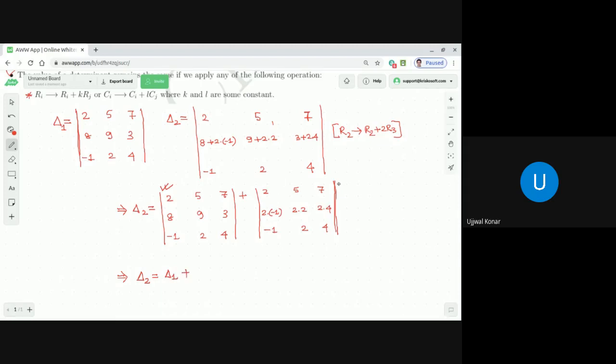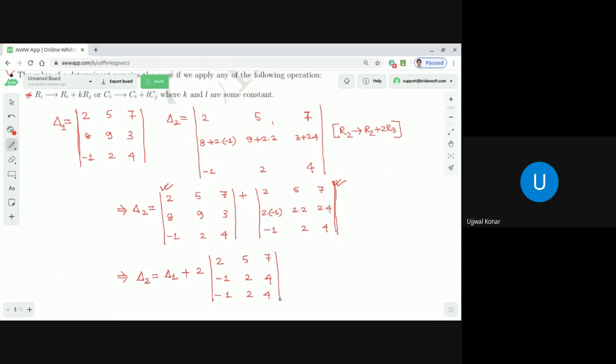From this determinant, dear students, we can take 2 common. Why? Because the real number 2, the scalar quantity 2, is actually multiplied with each and every element of the second row. And using the property of determinants, we can take that 2 out. If we take 2 out, what we get? 2, 5, 7, -1, 2, 4, and -1, 2, 4.